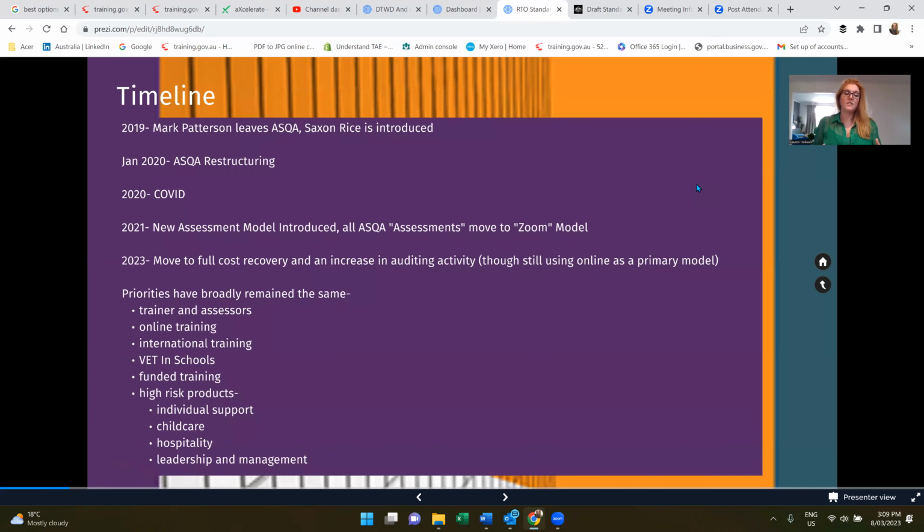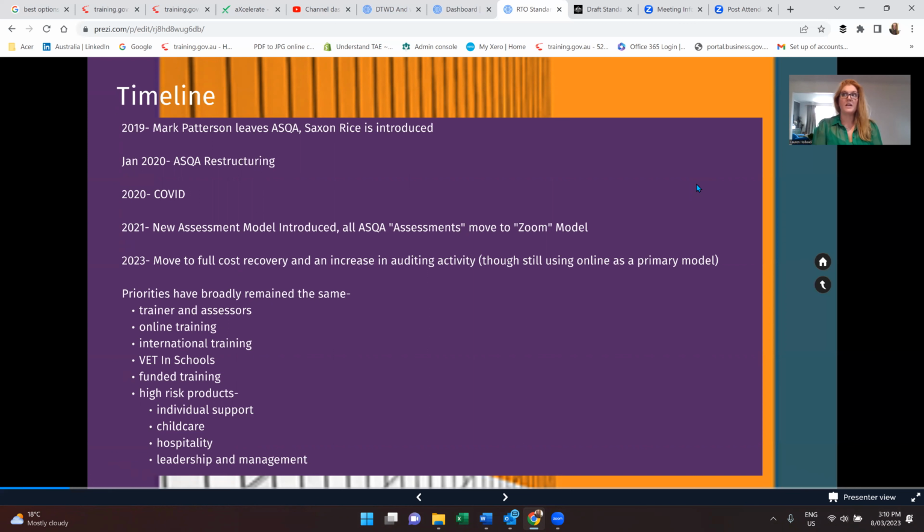So just as a bit of a timeline, 2019, we had Mark Patterson leave ASQA, Saxon Rice was introduced. 2020, they announced there was going to be a big restructuring. COVID hit, a new assessment model was introduced, and everything got moved to a Zoom model, obviously because of COVID. 2023, we've obviously got the move to full fee cost recovery.